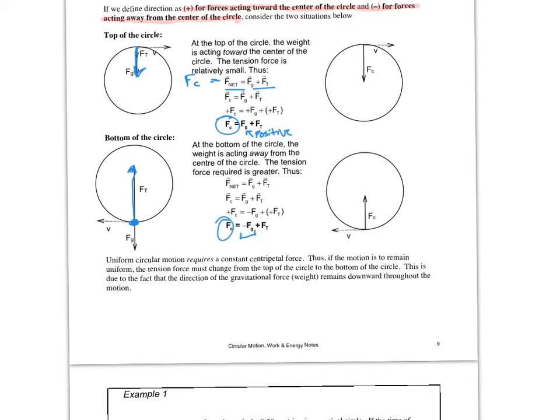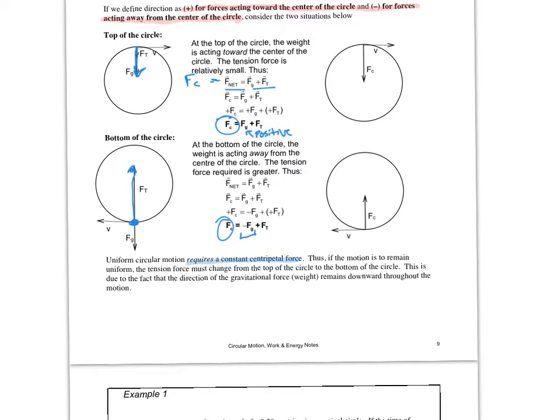Uniform circular motion requires a constant centripetal force. If it's a constant centripetal force and gravity isn't changing, the tension force is changing throughout. We know this because if you were swinging your lanyard around and it didn't quite have enough speed to go around the entire circle, it would be extended fully at the bottom of the circle. However, it would start to collapse in on itself at the top. So we can see that the tension forces are different in that case, and apply it to uniform circular motion.